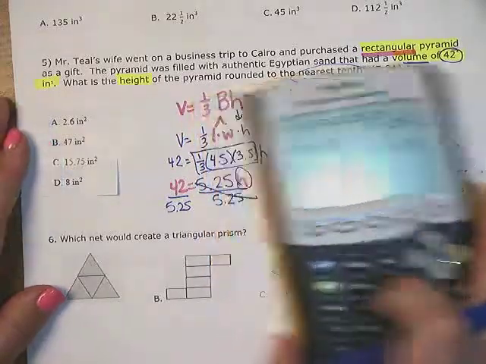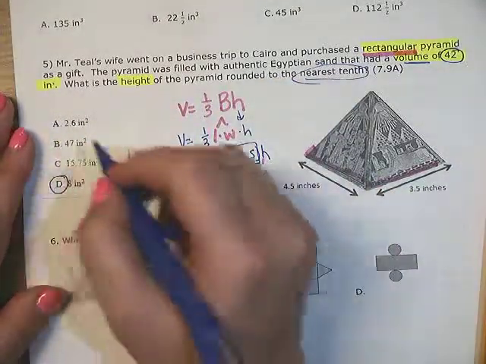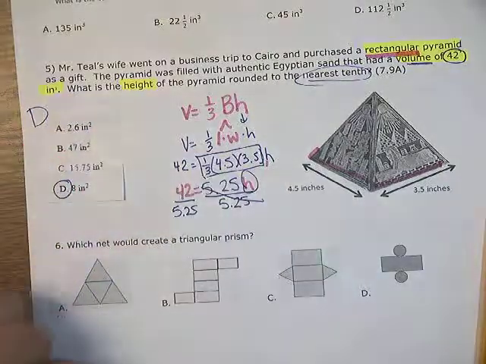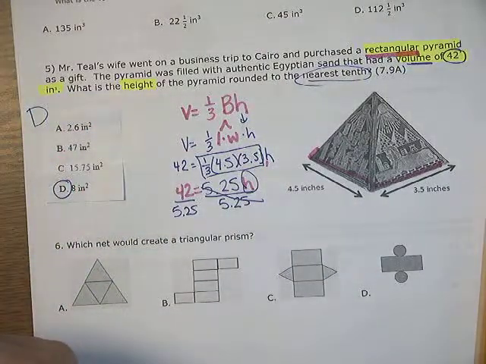Now this tells me to round to the nearest tenth, but can I round a whole number? No. So the answer should just be D.